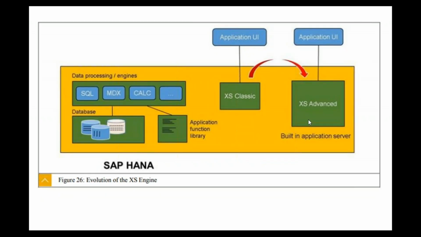Now we have Access Engine, Access Classic, and Access Advanced Engine. When we say Access Engine, it means that it's a built-in application server. Access Engine is a built-in application server. Now here we have the Access Classic, we have application UI, and for Access Advanced also we have application UI. We have built-in application server from which we access the data into the UI. Now here we have data processing and data processing engine.